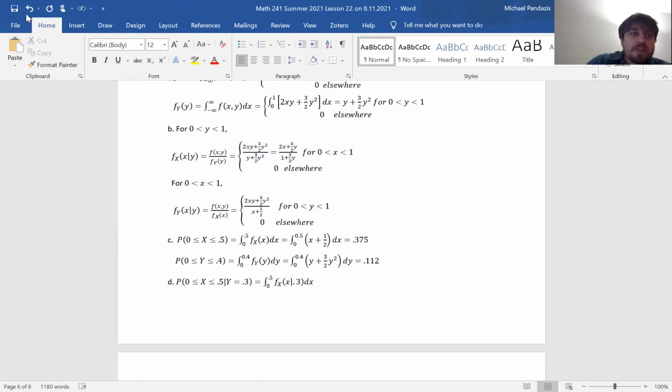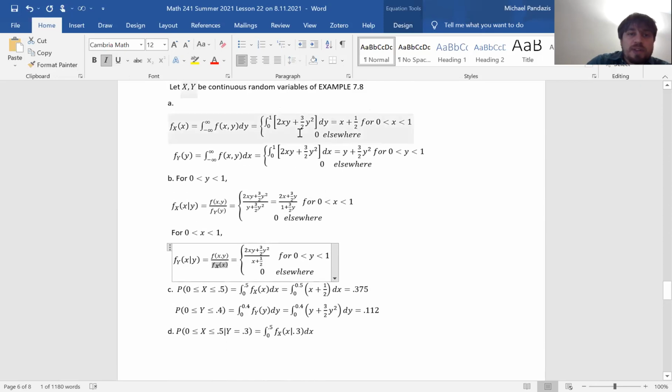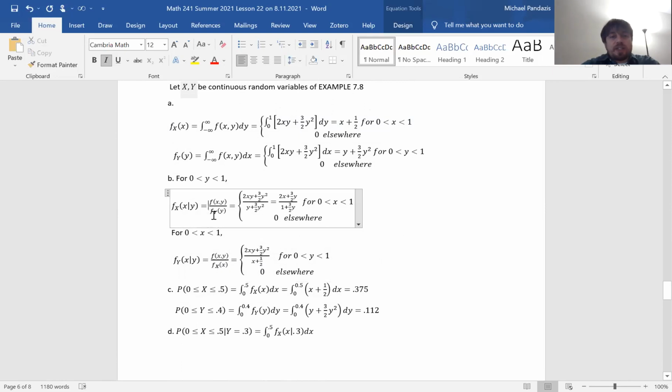There's 0 everywhere else. Okay, for x between 0 and 1, the marginal probability function of y is equal to this by definition. This is still the PDF of the function, so that's why the same thing is in the numerator. But now the marginal probability function of x is different. It's x plus 1/2, right? Because of here, so you have x plus 1/2 in the denominator. You're just doing numerator divided by denominator, the denominator of the things you calculated in A. The numerator is the given PDF in the problem, and this is for x between 0 and 1, but also for y between 0 and 1 because it's 0 everywhere else.